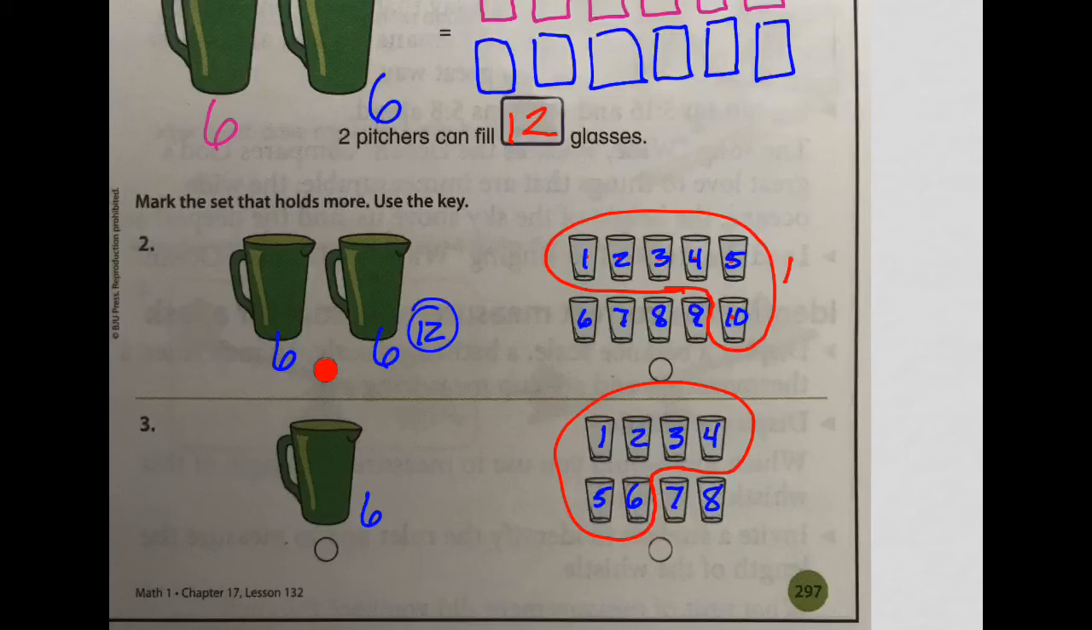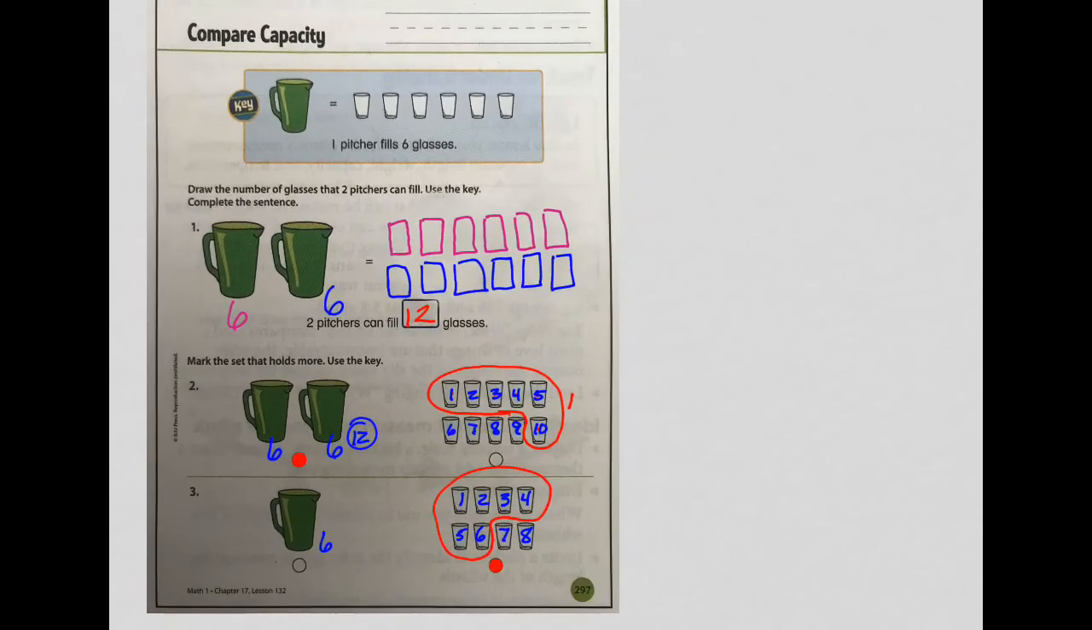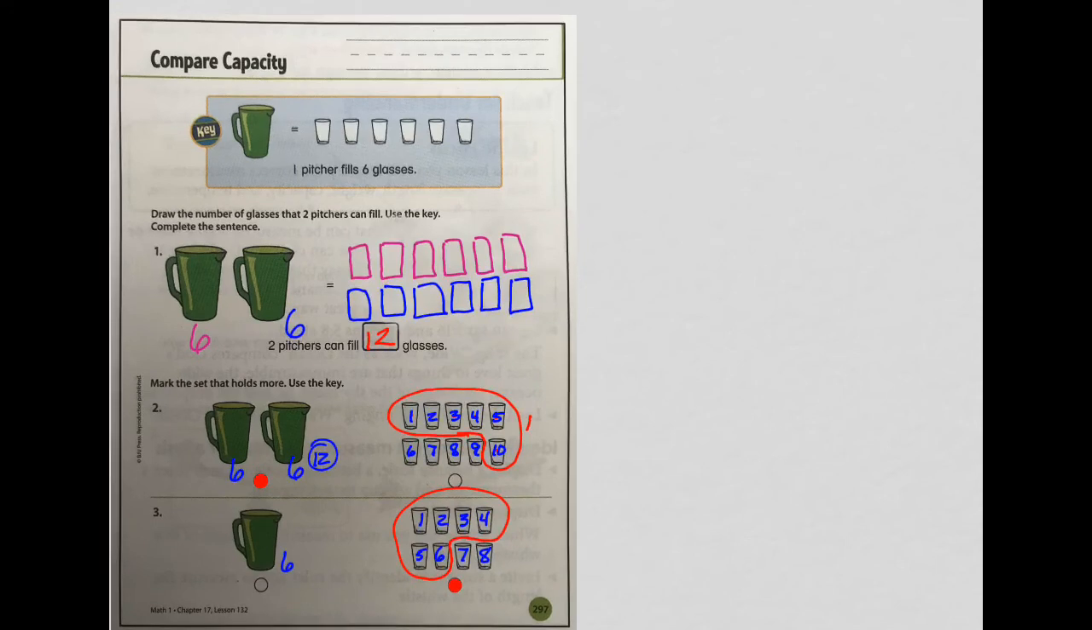So which set holds more? You're right. It would be the glasses, because there are 2 more glasses than what the 1 pitcher can fill. Okay, very good. All right, so yeah, sometimes containers aren't the same shape, and sometimes you have to use multiple containers to hold the same amount that 1 container can hold. Yeah, that just happens sometimes.